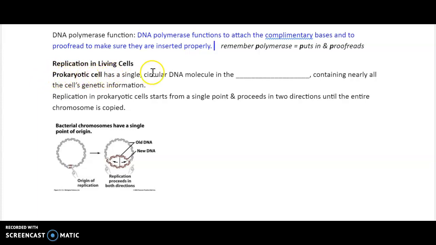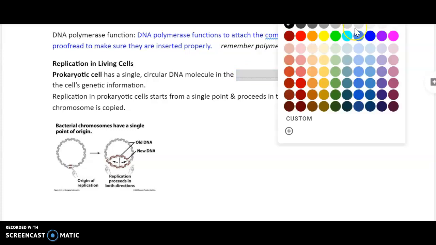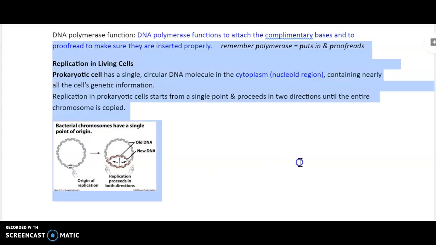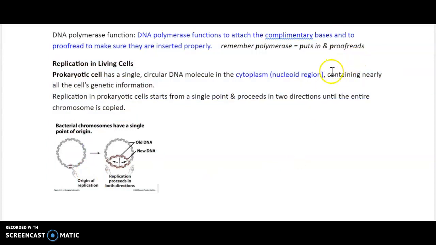So prokaryotes have a single circular DNA molecule in the, well, it's not in the nucleus because prokaryotes don't have a nucleus. So it is in the cytoplasm. It's just floating right out there in the cytoplasm. Sometimes it'll be in a little area that might be called a nucleoid region. But it's still just out in the cytoplasm. So in prokaryotes, the DNA is in the cytoplasm. Lots of times it's a ring that looks like this for bacteria. And it contains nearly all of the cell's genetic information.